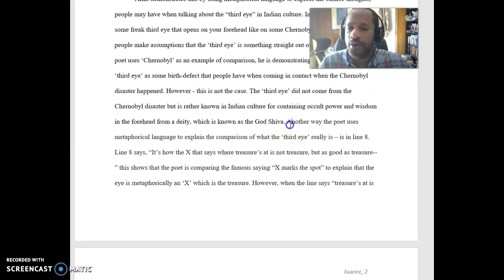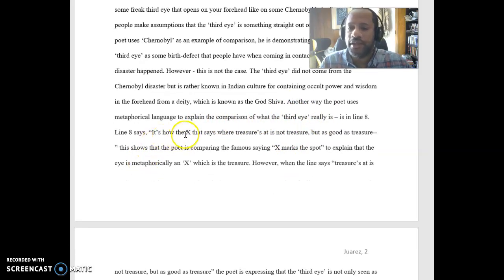Another way that the poet uses metaphorical language is to explain the comparison of what the third eye really is. Line 8 says, "it's how the X that says where the treasure's at is not the treasure, but as good as treasure," right? This shows the poet is comparing the famous saying X marks the spot to explain that the eye is metaphorically an X, which is a treasure. The sentence is a little complicated here, but they are saying that instead of being like some kind of birth defect, it's something valuable, right?